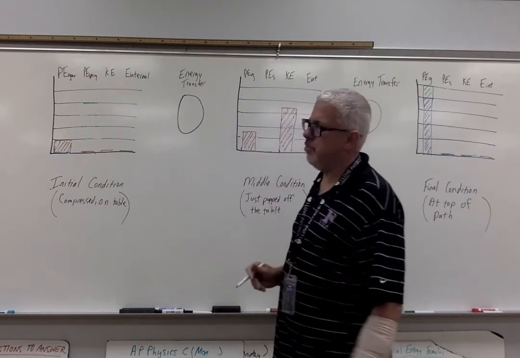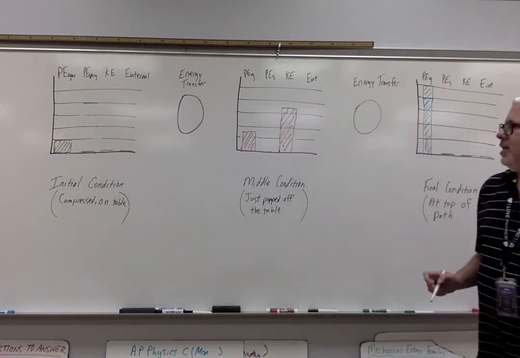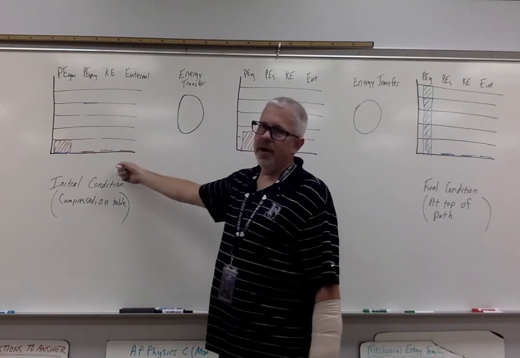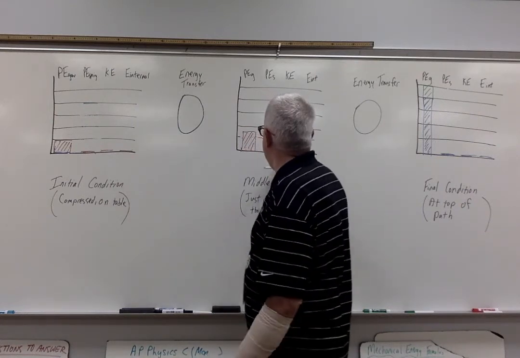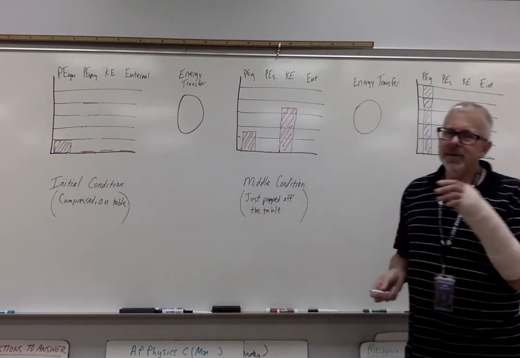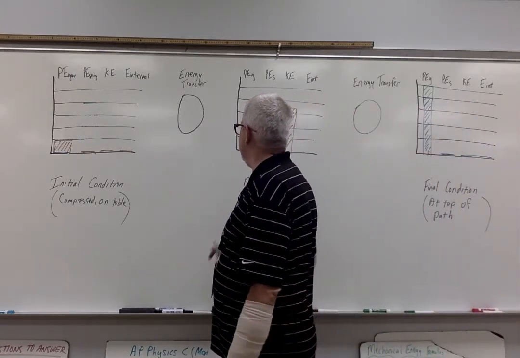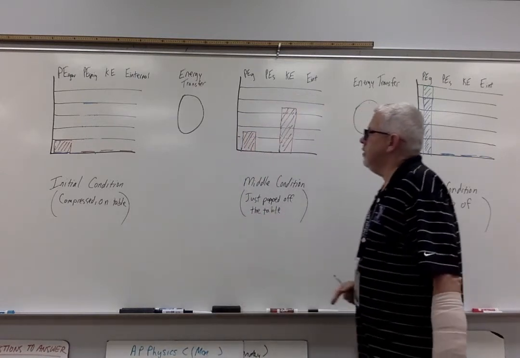So in the previous two parts of this example, we've had the number of bars over here equal the number of bars over here. But now I've got 1 bar and 5 bars. Why? Because my system included the spring earlier, but here it does not include the spring. So how do I take that into account?